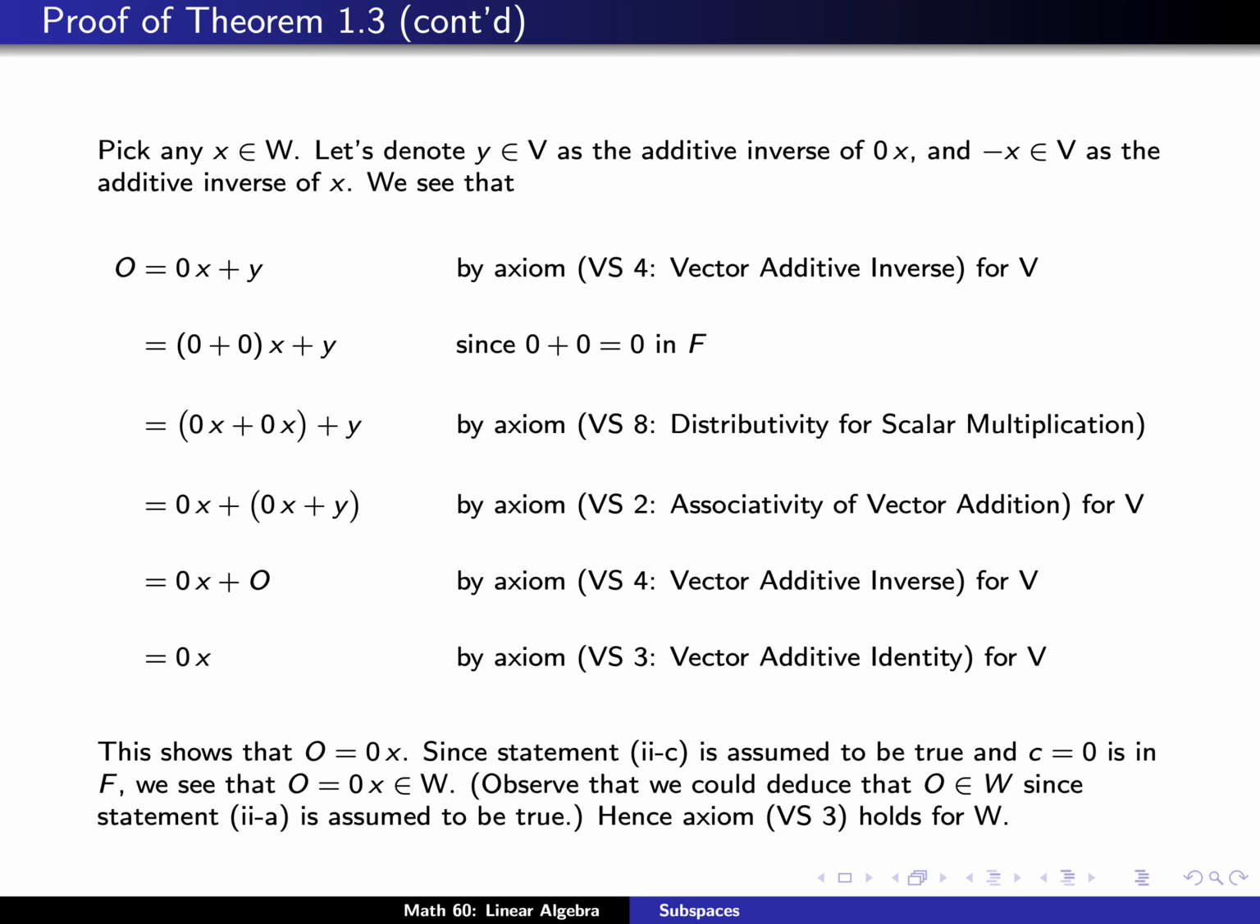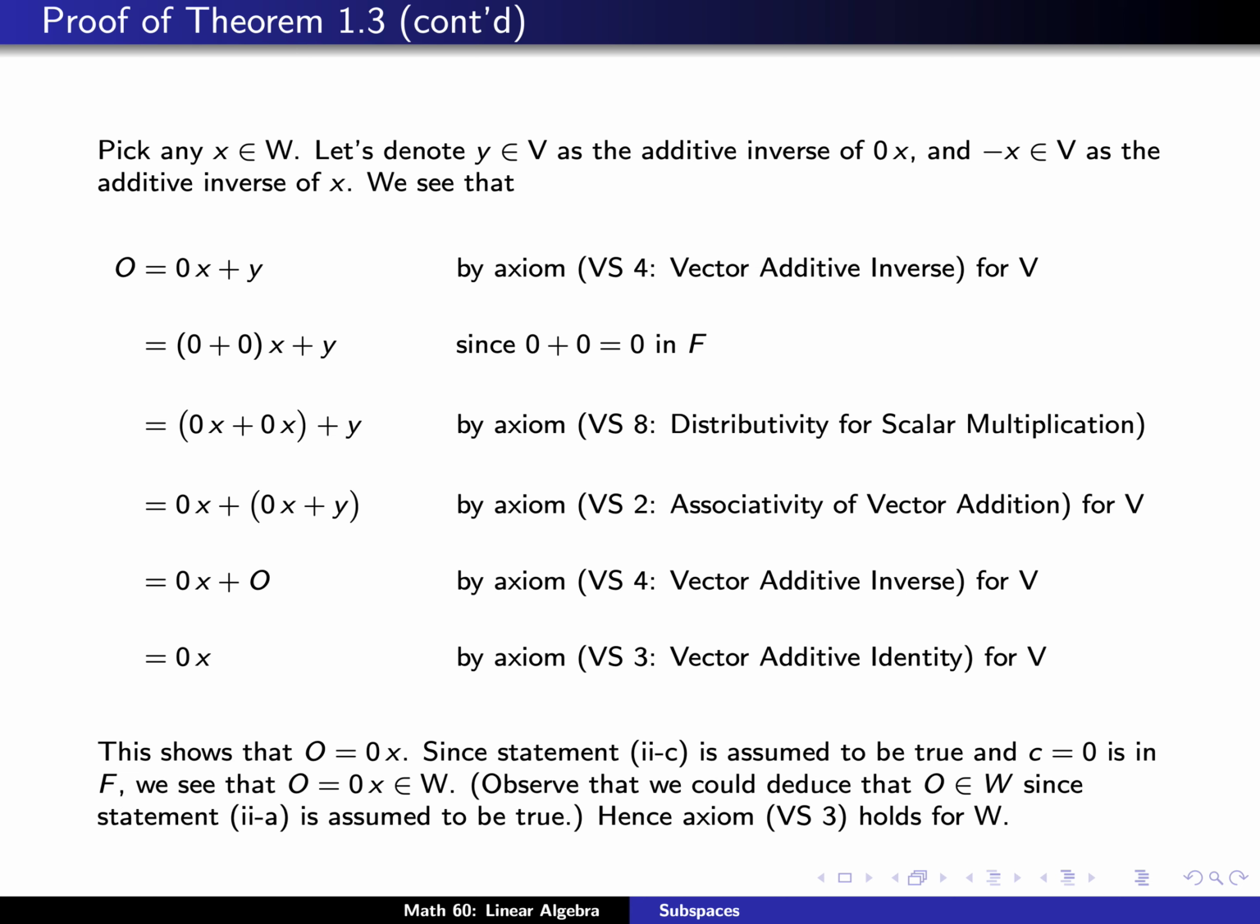Since we're assuming that IIC is true, what that means is that our vector space, our set W, is closed under scalar multiplication. We can pick lowercase x in W, and we can pick a scalar 0. So then statement IIC means 0 times the vector x must be in W. Again, statement IIC means that W is closed under scalar multiplication. But we just showed that 0 times the vector x is the 0 element, capital O, so capital O must be in W. So we've actually shown now that capital O is in W.